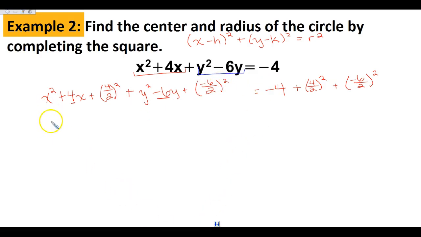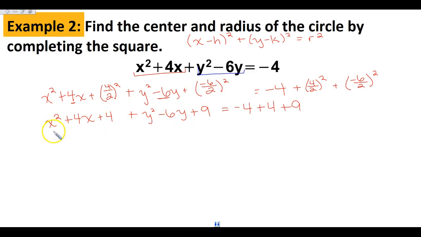So let's take a look at what this gives us. This is going to give us x squared plus 4x plus, now 4 divided by 2 is 2, and 2 squared is 4. And then I have y squared minus 6y, plus negative 6 divided by 2, which is negative 3, and negative 3 squared is 9. So this is going to equal negative 4 plus 9. That's what these are.